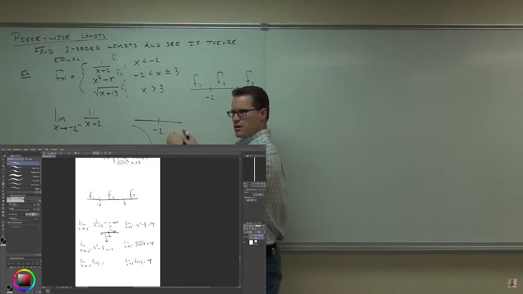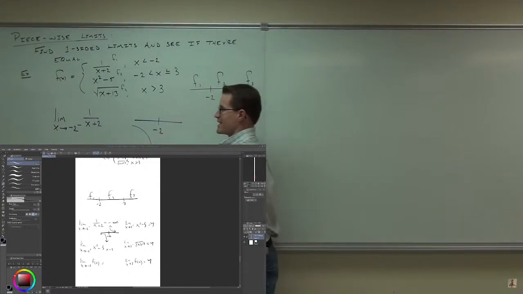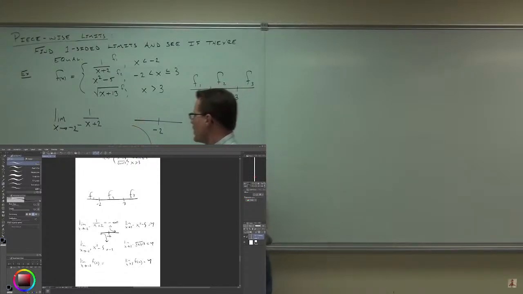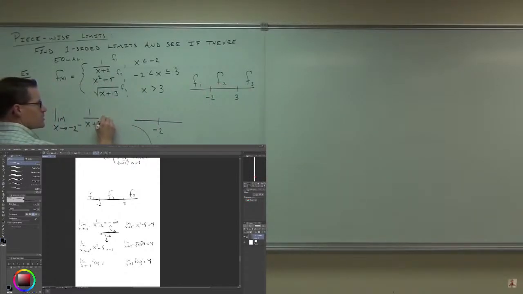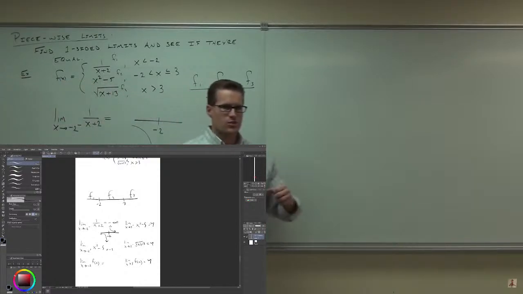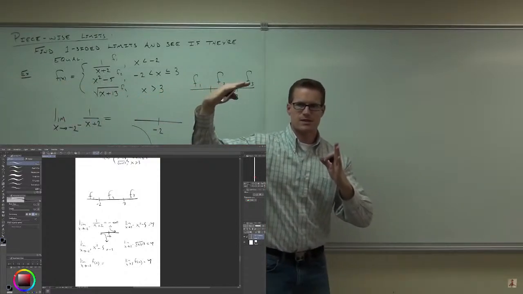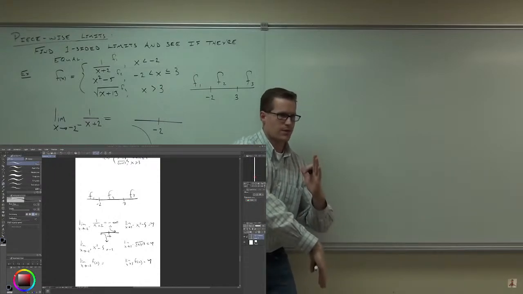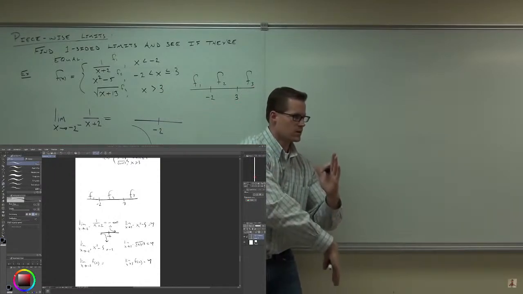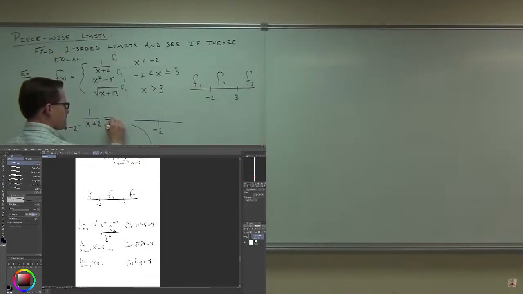Over there? No, we've already taken care of that one. I don't care about that. I just cared about this. So what does this limit equal? Can you tell me? Yeah, as we go towards -2 from the left-hand side, it is going like that. That's going towards where?